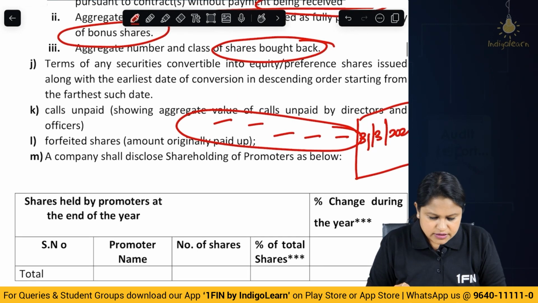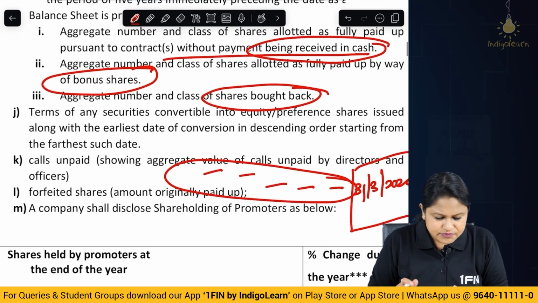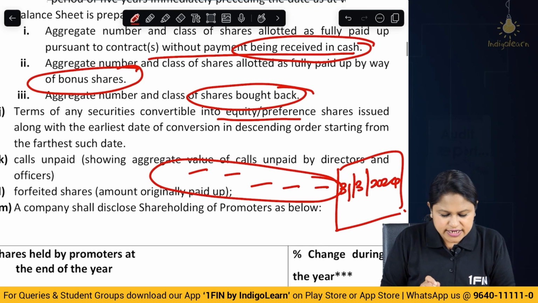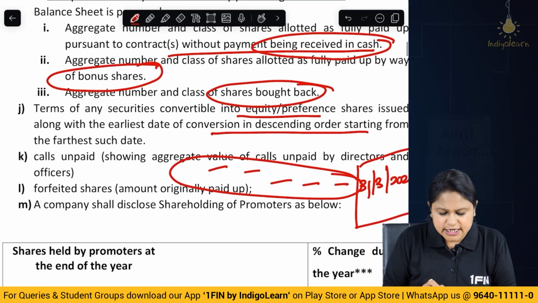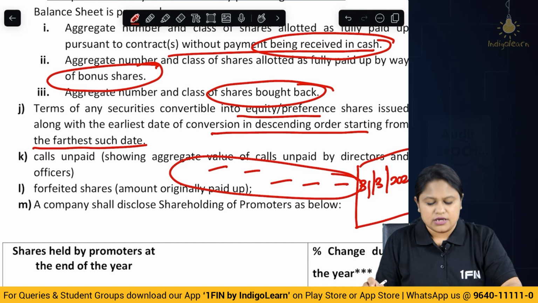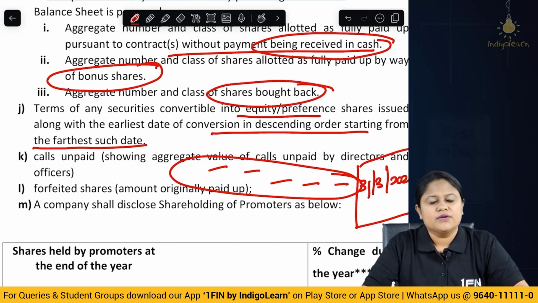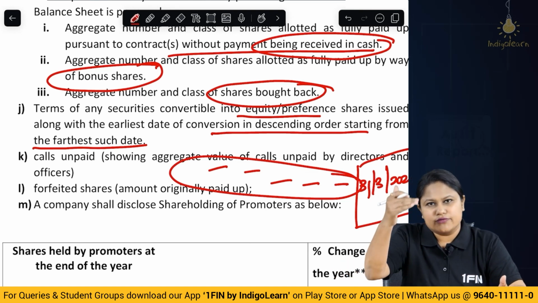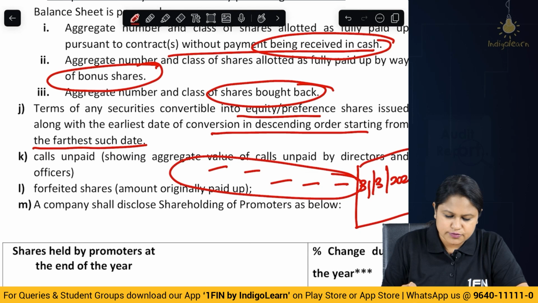Clear? All right. Then some other things are there. Terms of any securities convertible into equity preference shares issued along with the earliest date of conversion in descending order starting from the farthest of such date. Okay. So we know there are convertible preference shares, correct, which will be converted into equity shares after a certain period of time. Okay, so in descending order, the farthest first, like that you have to keep on recording it. Okay, the disclosure has to be given.